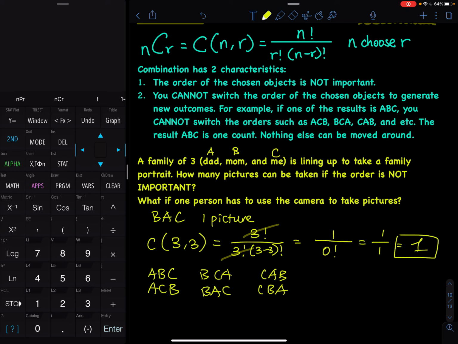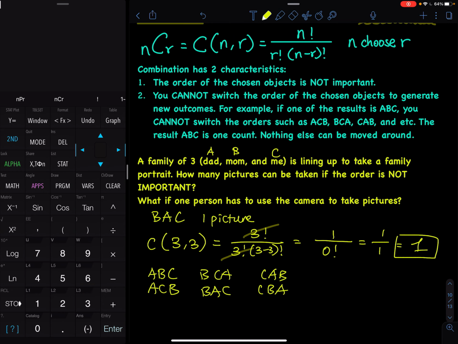So that is the difference. Again, in permutation, order is important. You can switch those three people to generate more outcomes. For combination, order is not important. You cannot switch those people to generate more outcomes.